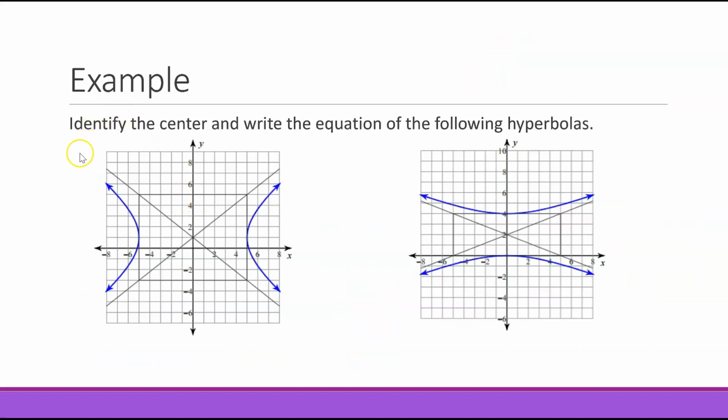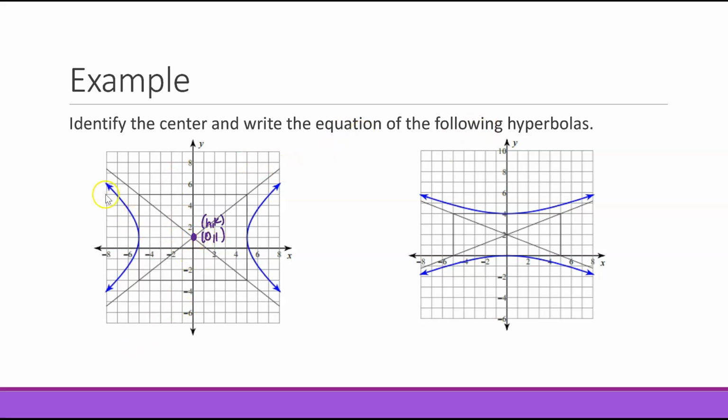And in this example, we'll work backwards, we'll identify the center and write the equation of the following hyperbolas. So over here off to the left, let's identify the center. We can see that the two asymptotes meet there. They intersect at 0, 1. So that's my h, k. And I want to write the equation of the hyperbola.